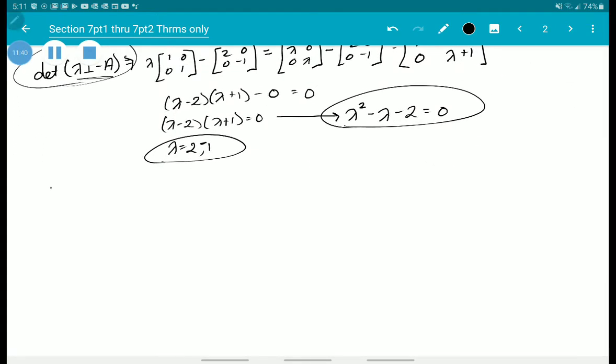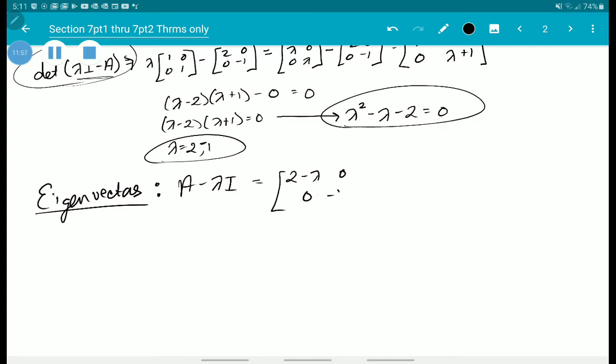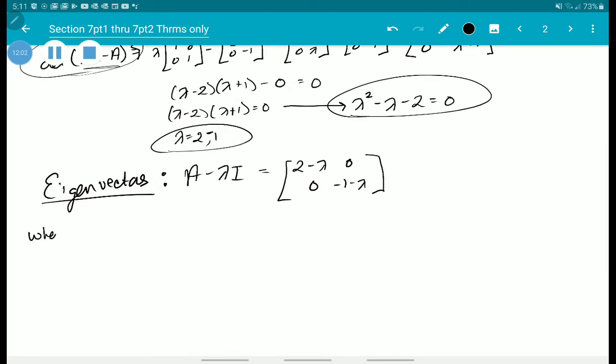Now let's find eigenvectors. I can't talk today. So remember what A minus lambda I looks like. In our case, A minus lambda I was 2 minus lambda, 0, 0, negative 1 minus lambda. So when lambda was equal to 2, we will have 2 minus lambda, which is 0, 0, 0. Negative 1 minus 2 is a negative 3.